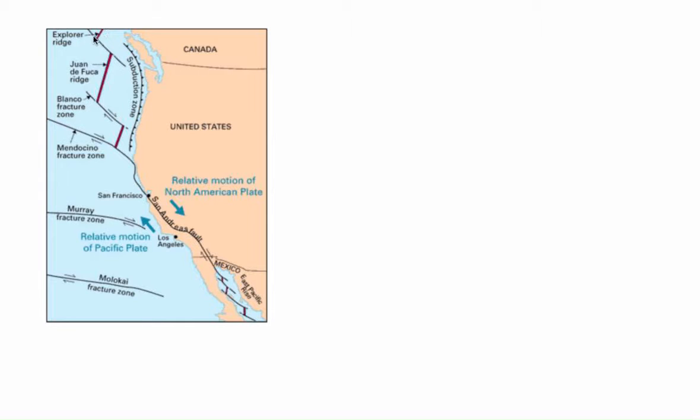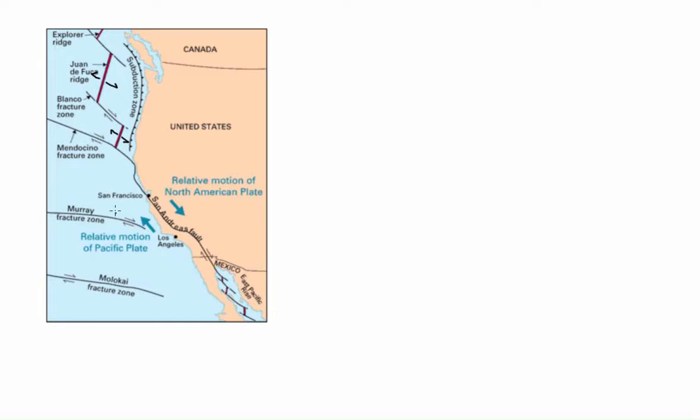These red lines, like the Explorer Ridge, the Juan de Fuca Ridge, these red lines here, and these little red lines here, these are divergent plate boundaries, okay? So these are actually like the mid-ocean ridge. This is places where the crust is pulling apart. These things called fracture zones, like the Blanco fracture zone, this flat fracture zone here, Mendocino fracture zone, these are the transform boundaries.